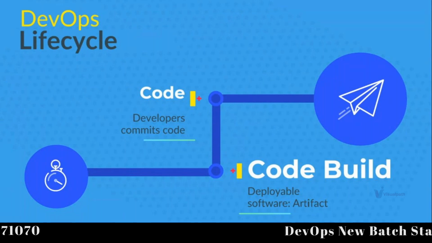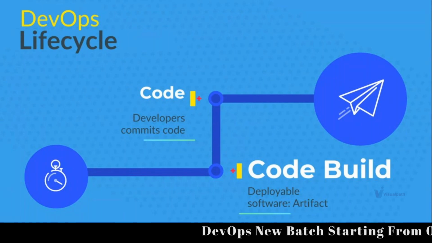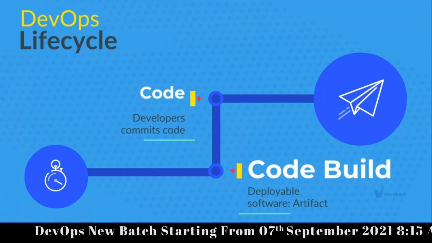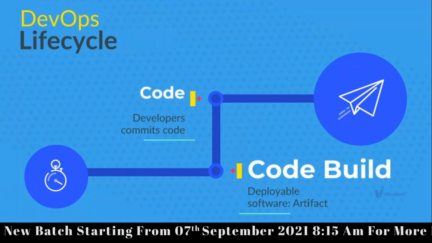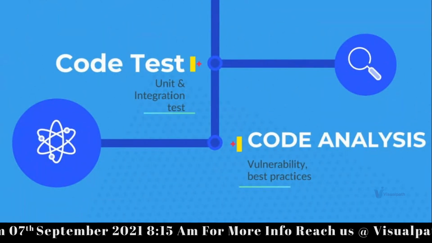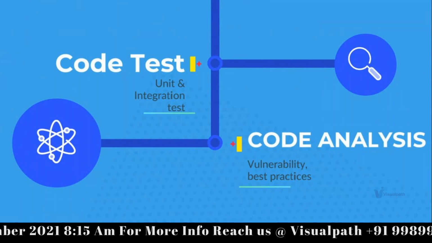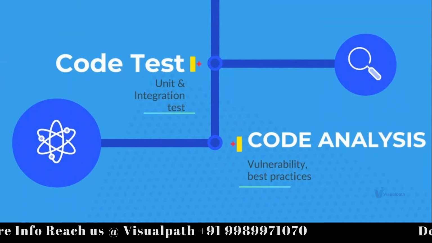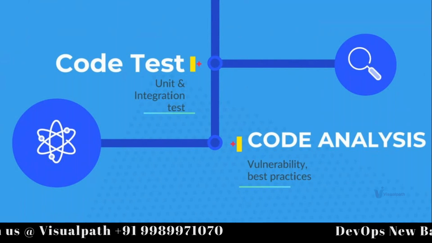repository. From there the code needs to be fetched automatically and built automatically. All the steps I'm showing you have to be done automatically. The code build is done automatically, then the code test is done automatically, unit test, integration test. Then there will be code analysis, and vulnerability and security related tests will be done on the code. That also needs to be done automatically.